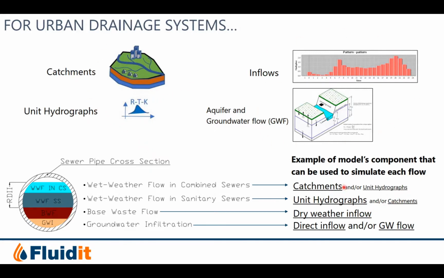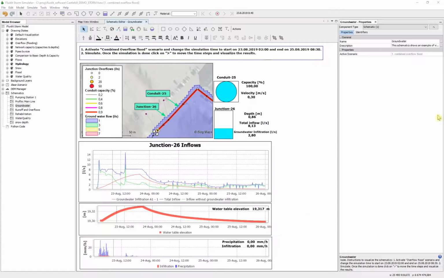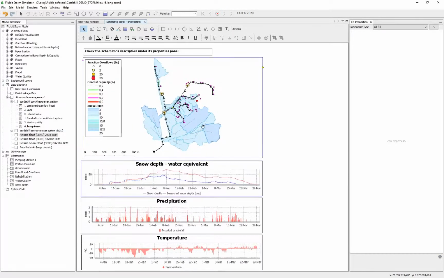For instance, you can simulate combined sewer and stormwater networks, rivers, streams, or all of them in the same model. You can simulate single events, but also use long-term simulations for aquifers and their interactions with surface water or snow accumulation and melt.